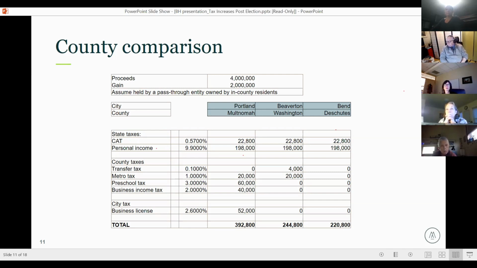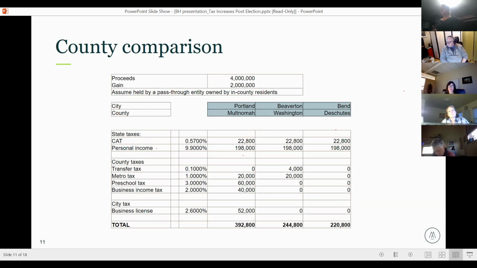No matter where you live in Oregon, you're going to pay Oregon CAT and you're going to pay personal income tax. This assumes that the property does not fall into a fairly broad exception, which is property described in IRC 1221 or 1231. I should have put that on this slide, but that's a key point. So assuming that it does not fall within that exception, we've got some real differences in the taxation. Everybody's subject to CAT, everybody's subject to personal income tax.